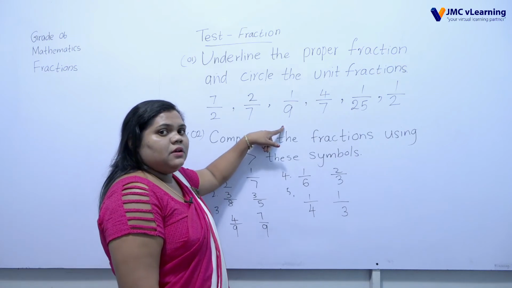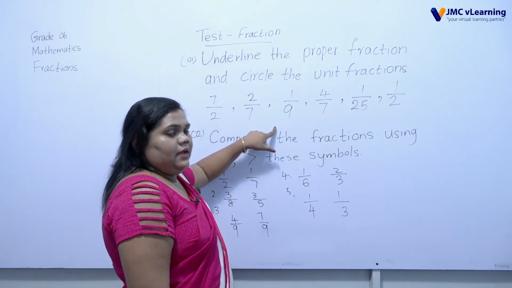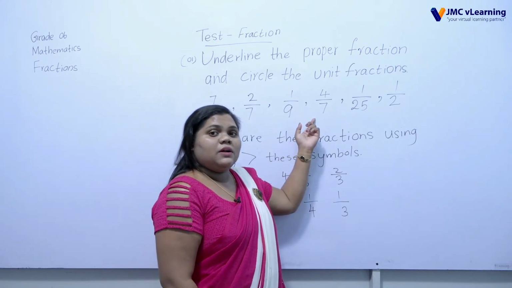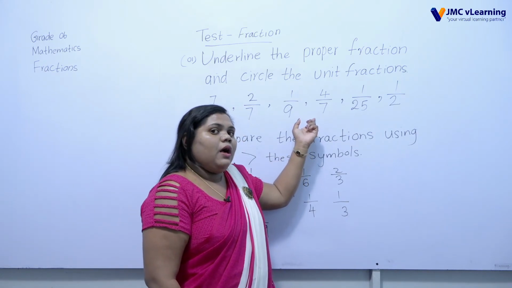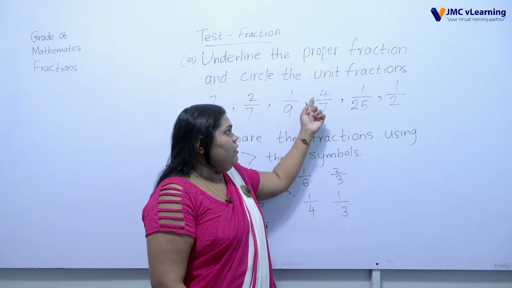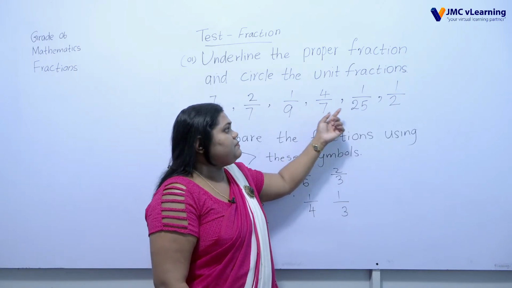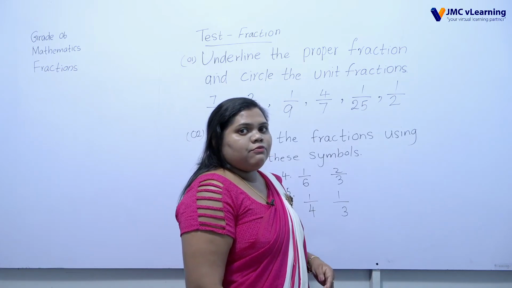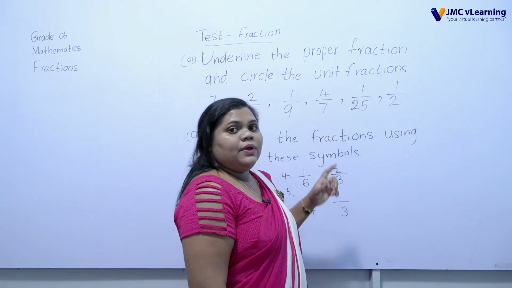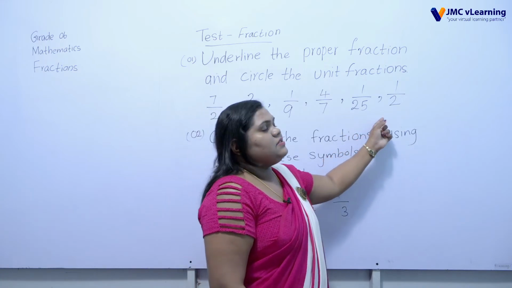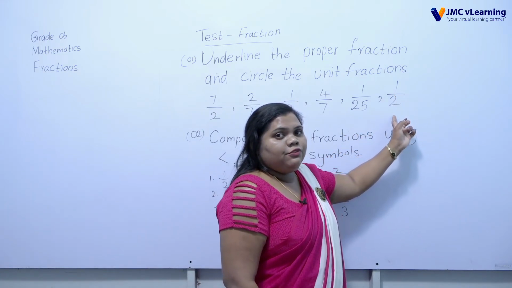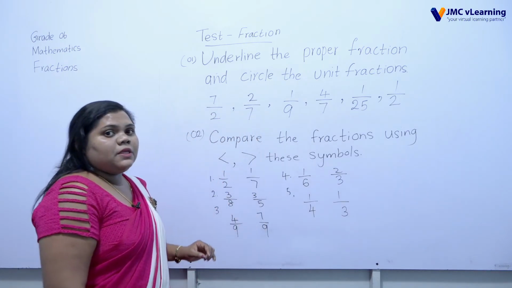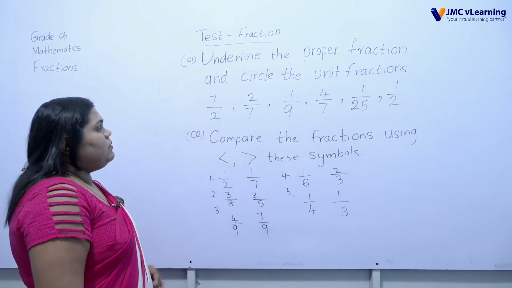This one. 1 out of 9. What about this one? 4 out of 7. This one. 1 out of 25. Last one. 1 out of 2. Okay. Now we are very clear about those things, no?